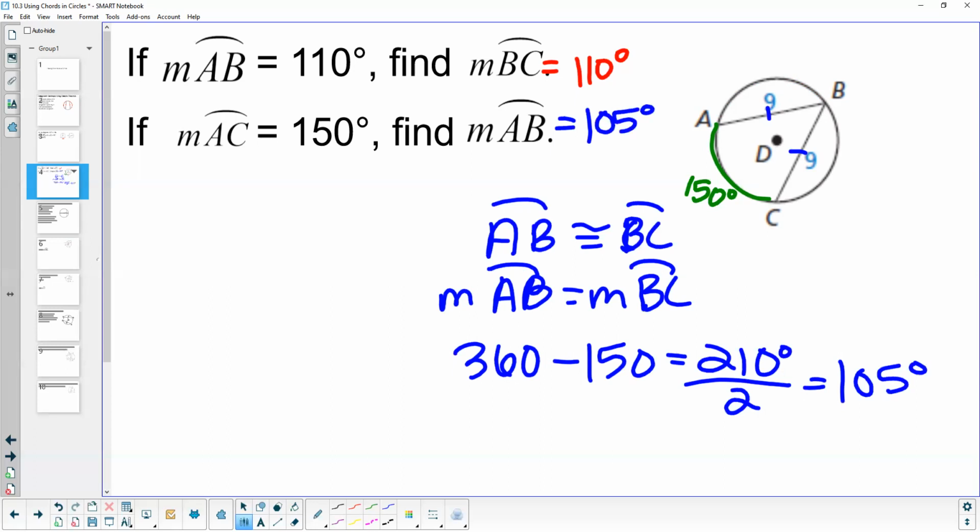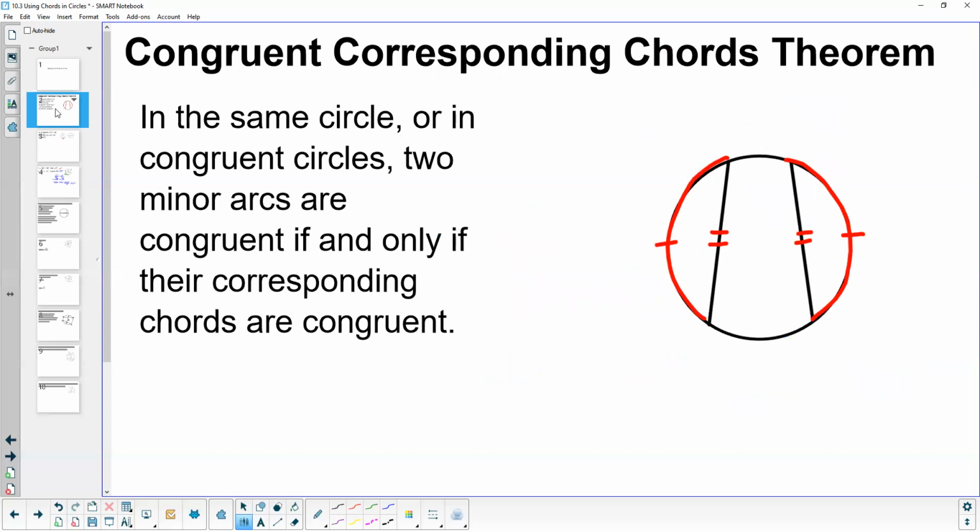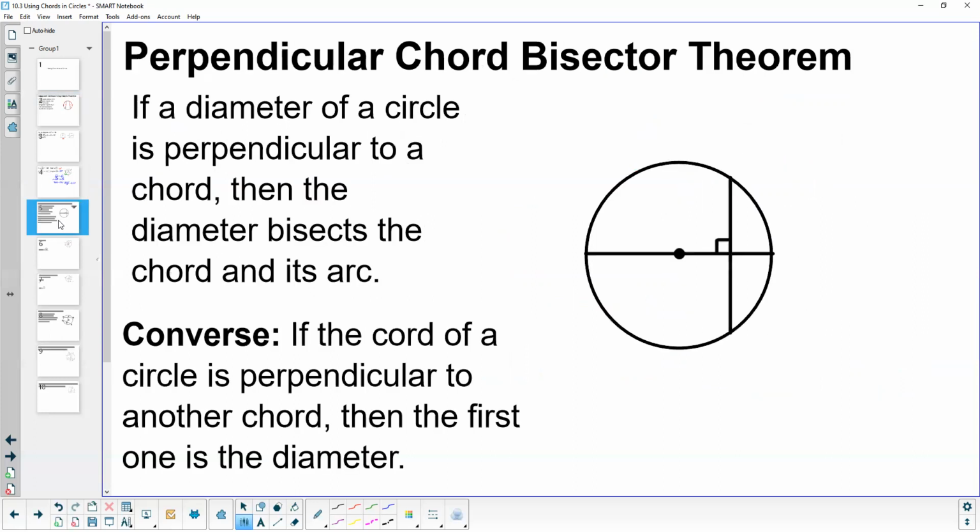Okay, so that there is both options, and just a few of the many ways that we can apply the congruent corresponding chords theorem, meaning that if two chords in the same circle or in congruent circles have the same length, then their minor arcs that go between those two points are also going to be congruent. Let's take a look at this next one here.